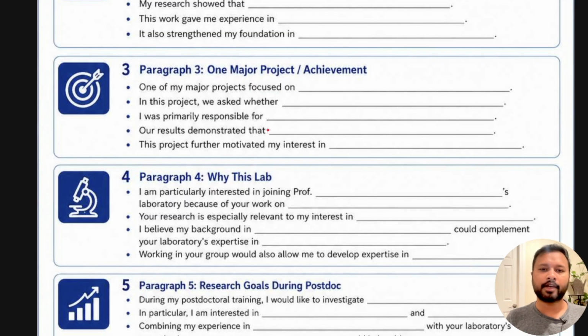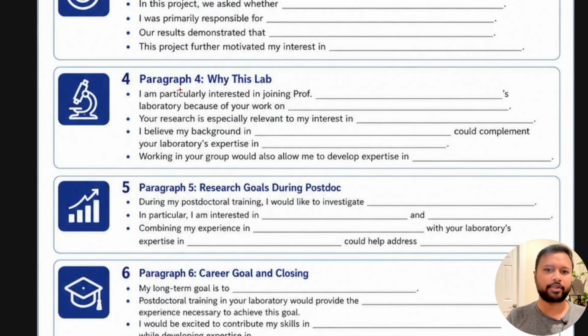"Our results demonstrated that..." So what your results demonstrated, what outcome you got from that particular project. And "This project further motivated my interest in..." This is going to be a very important point, where you tell that this project, which you did in your PhD, was one of your major projects, and that it has further motivated your interest in doing so and so things, which you can connect with the next paragraph, which is why this lab. Your interest built up in a particular thing, and that lab is doing certain things, so your interest aligns now.